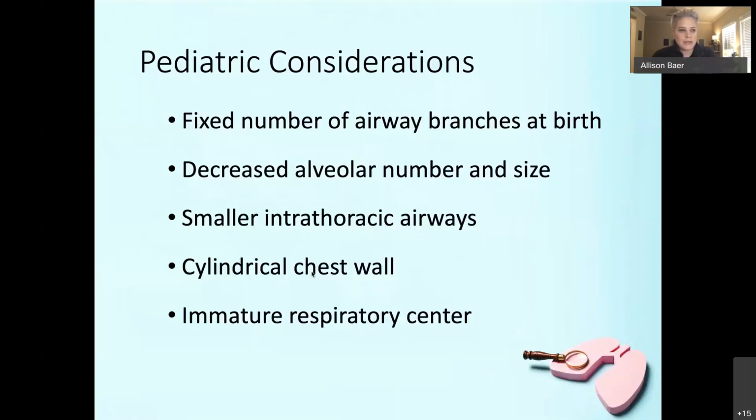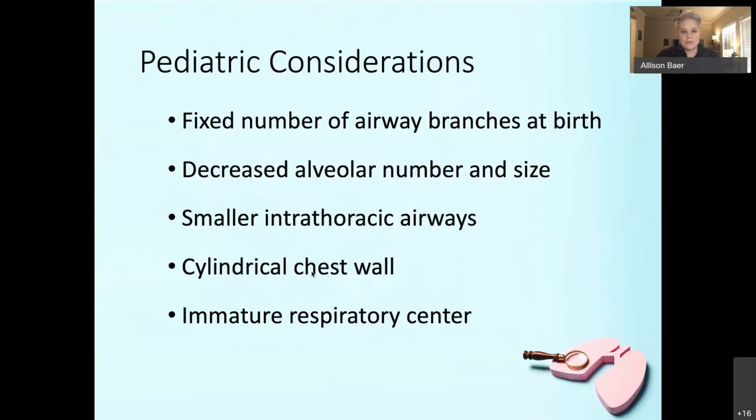Some pediatric considerations: there are a lot of ways in which babies and kids are different than adults as their airways grow. But they do start off with a fixed number of airway branches at birth. So they start off with all those branches already in place, they just grow in size. But they do have a decreased number of alveoli, and their alveoli are going to be relatively smaller. And their airway branches are going to be relatively smaller as well. But their alveoli will grow as they age.